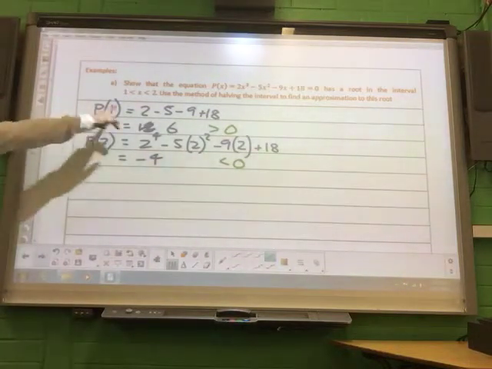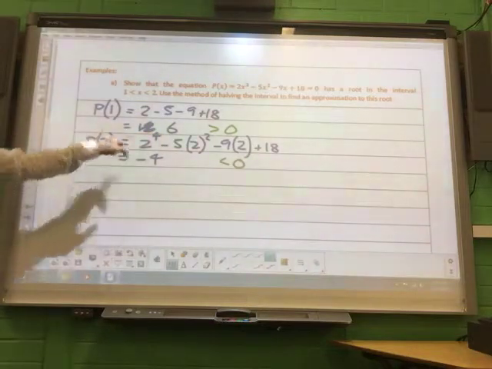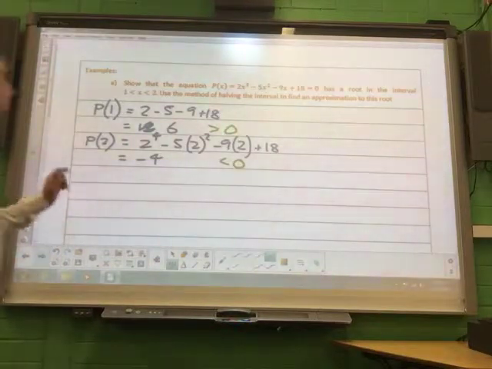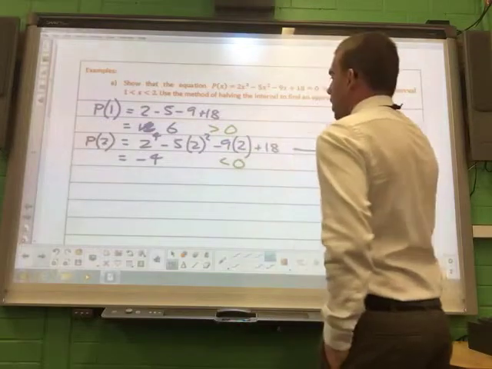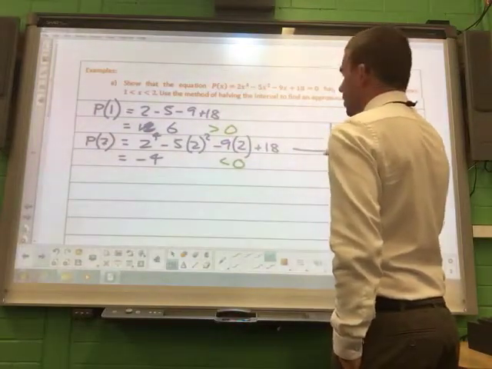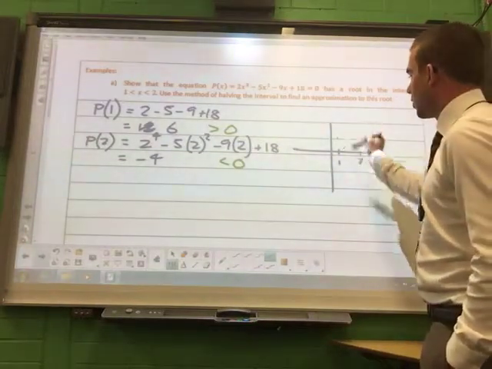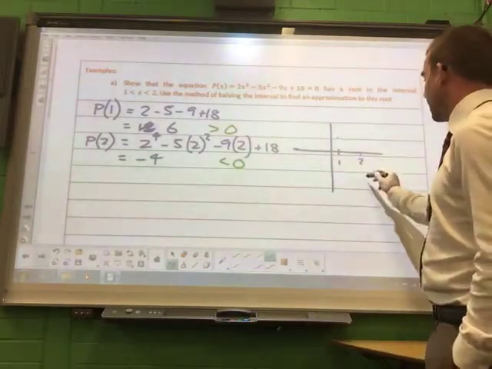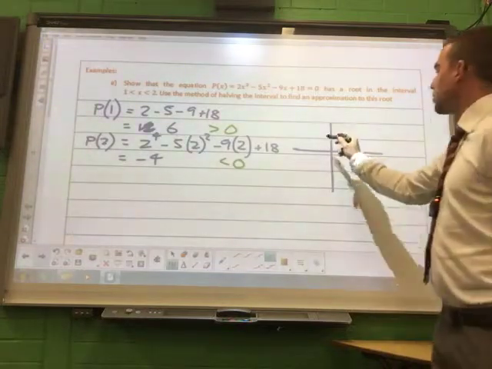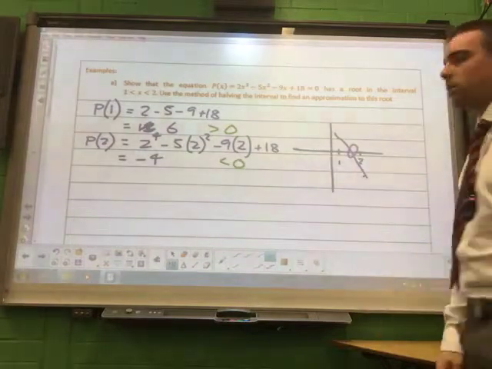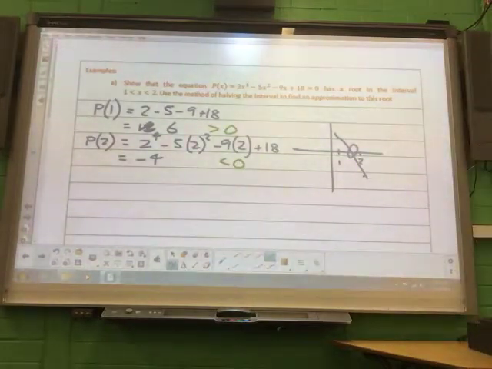So the y value at x equals 1 is 6, and the y value at x equals 2 is negative 4. Somewhere it changed from positive to negative. At 1 and 2, not accurate, but we're just illustrating the idea, you've got positive 6 here, and then negative 4. So the polynomial has done something, and we need to show that there is at least one root between there.